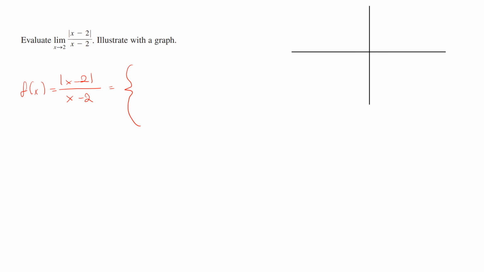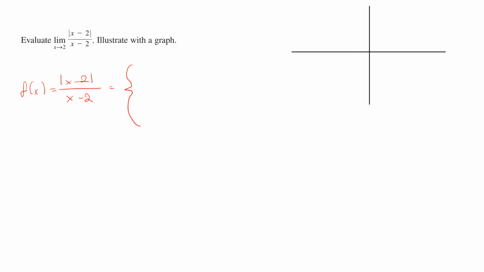Because the limit is approaching 2, what I'm going to do is separate it into 2 functions. One coming from the right side, which will be positive, so bigger than 2, and one coming from the left side, so less than 2, and make that negative. So I'll just show you what I mean by that.